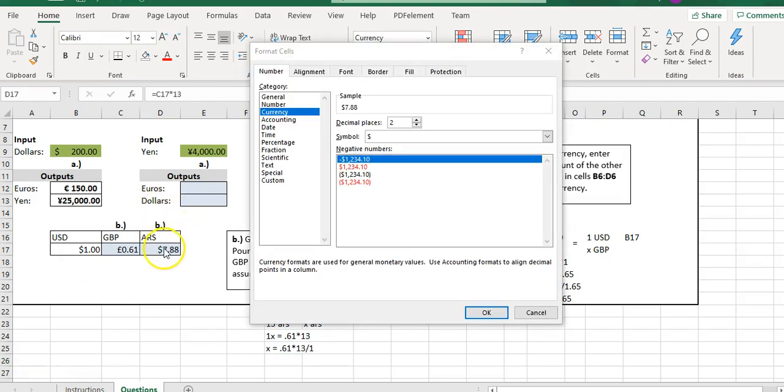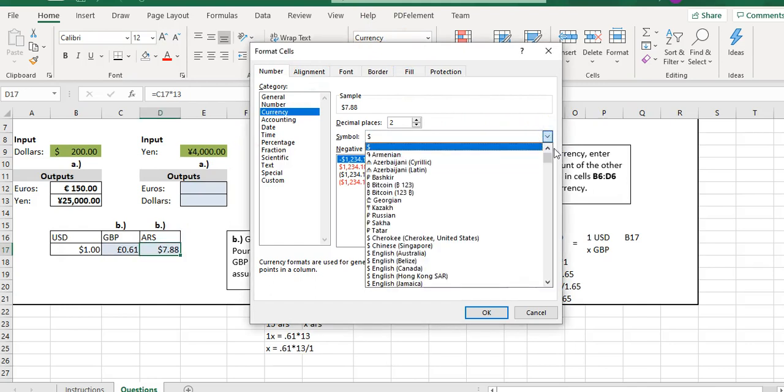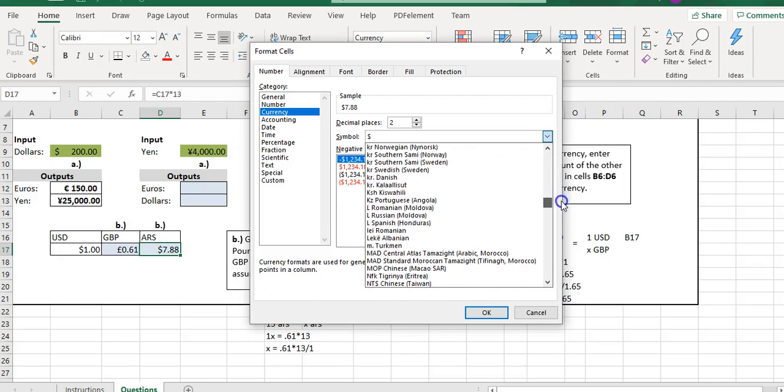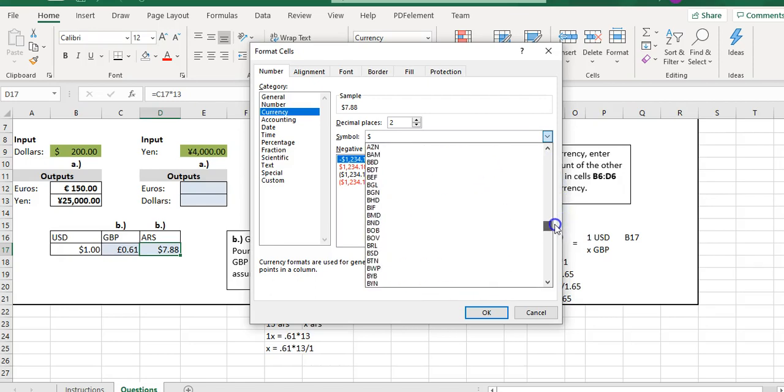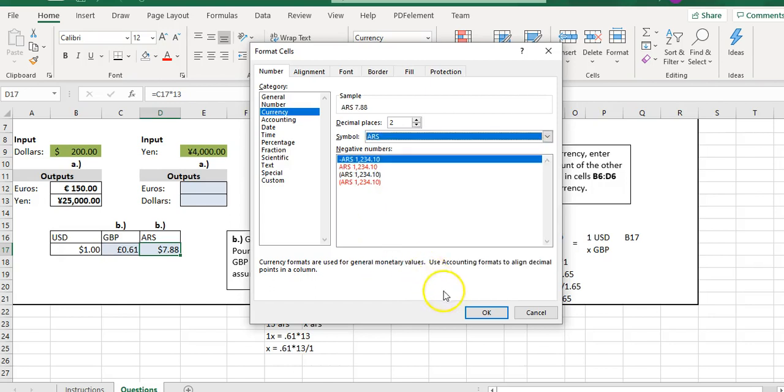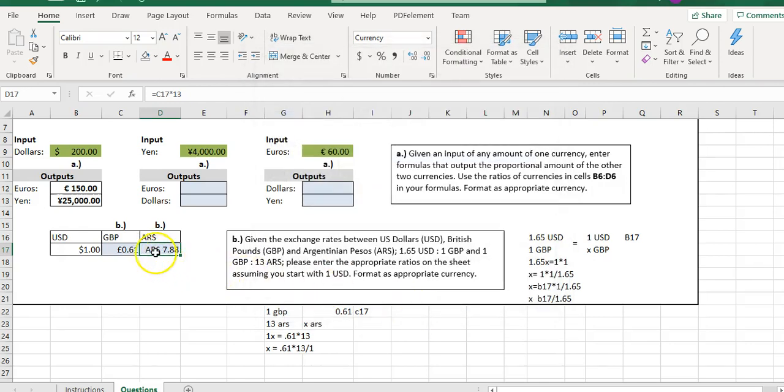All right, so when we want to format this, we're going to click on it, go to currency, and scroll in our symbols, and there is no place where it says pesos or Argentine. So what we'll notice is at the very bottom of our list, we have these abbreviations, and one of the abbreviations is ARS, which is the Argentine pesos. So we're going to pick that option and say OK, and so then we have our Argentine pesos in there. All right, so you should have enough information to go through and work this out, and if you have any questions, you can email me.